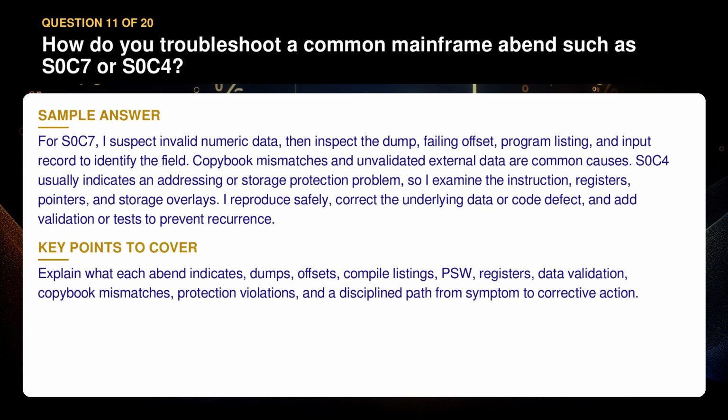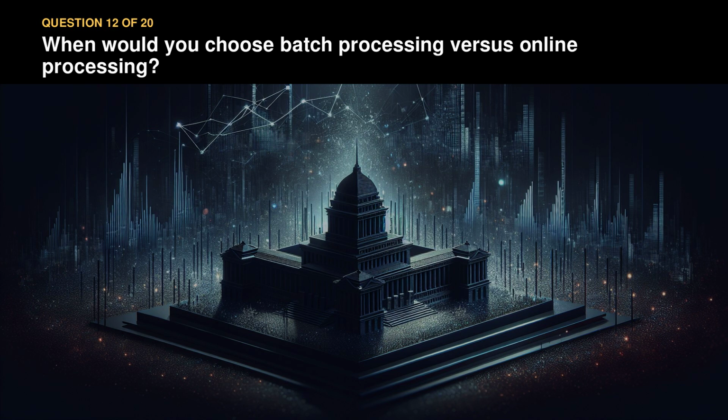Explain what each abend indicates: dumps, offsets, compile listings, PSW, registers, data validation, copybook mismatches, protection violations, and a disciplined path from symptom to corrective action. Question 12. When would you choose batch processing versus online processing?